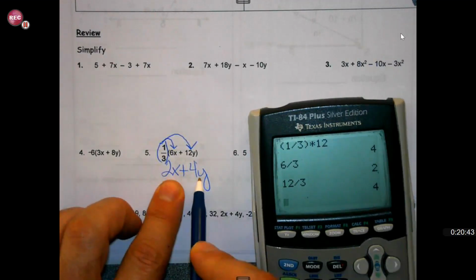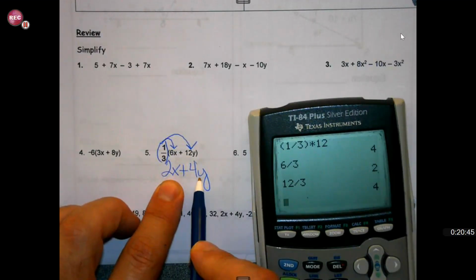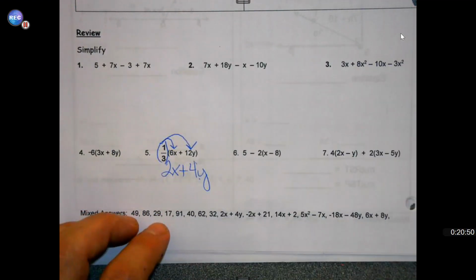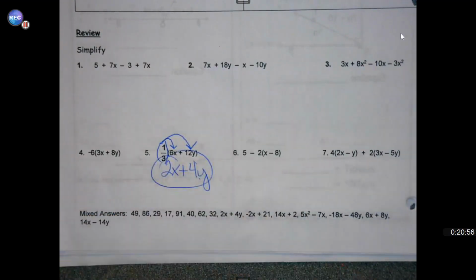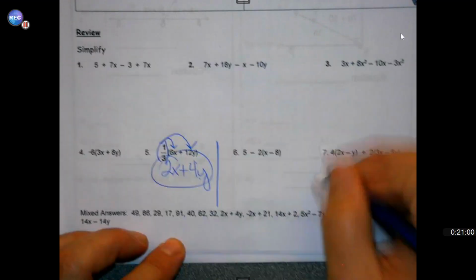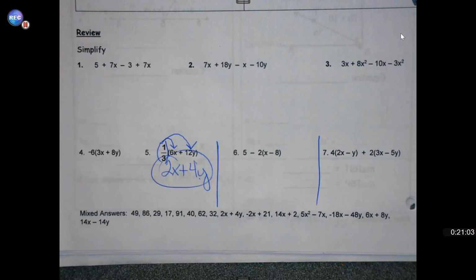Are these like terms? Can I put those together and call it like 6xy? No. They're not the same. X and y aren't the same thing. So I can't do anything. That's one thing I've noticed where we've had some trouble. Want to make sure we've got it.